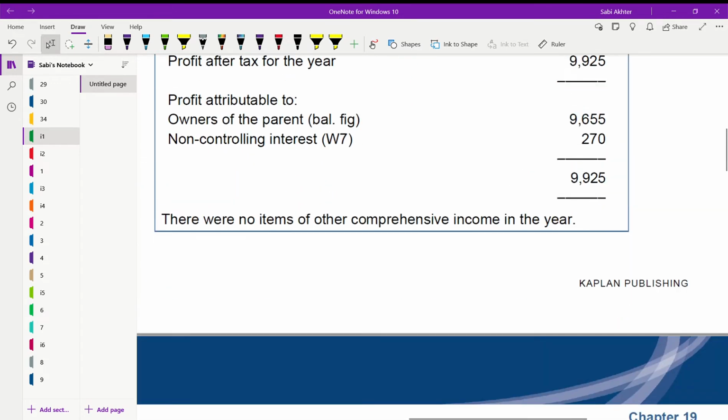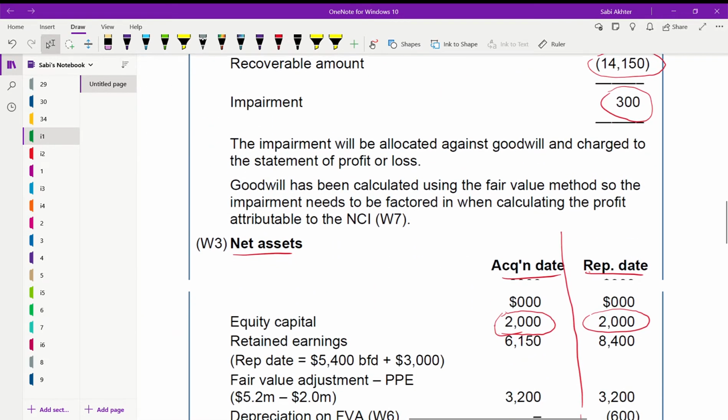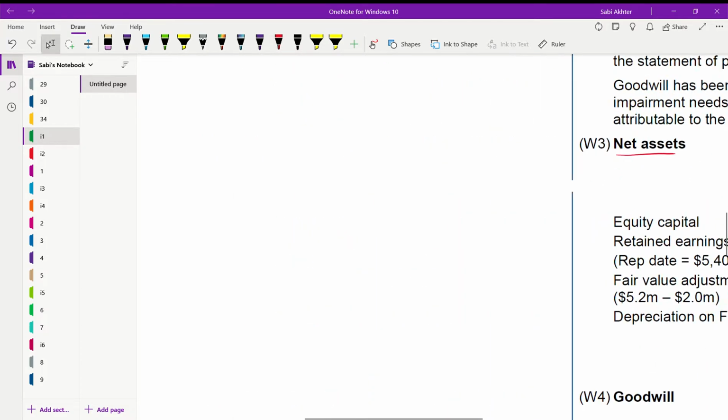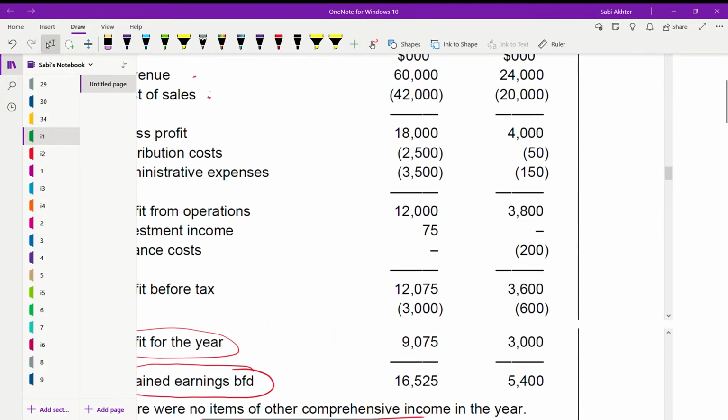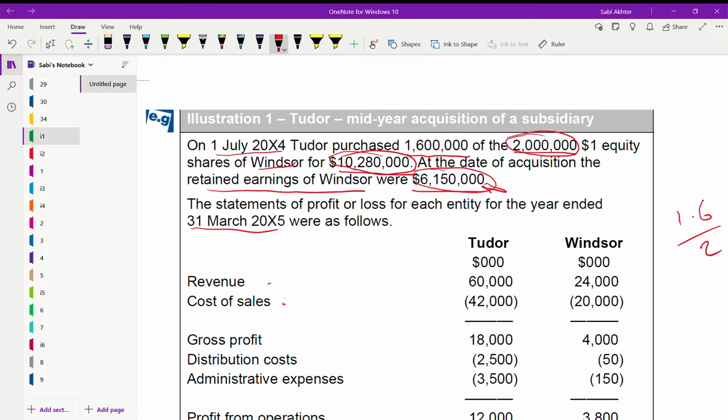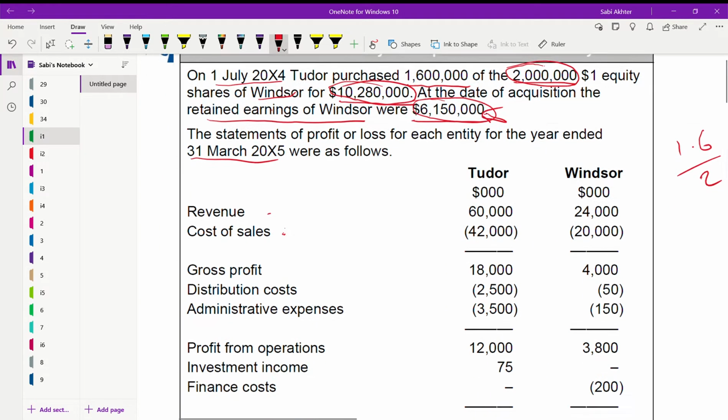So it is 2 million. Okay, and this remains the same at the acquisition date and at the reporting date. Coming to the retained earnings. Retained earnings was given in the beginning, right? Again, it's given here. This one, 6.15 million. Okay.